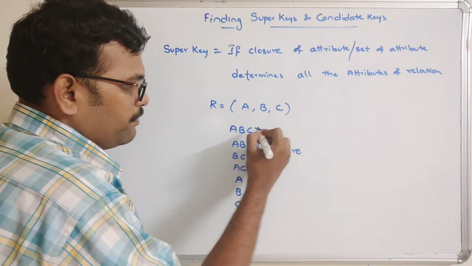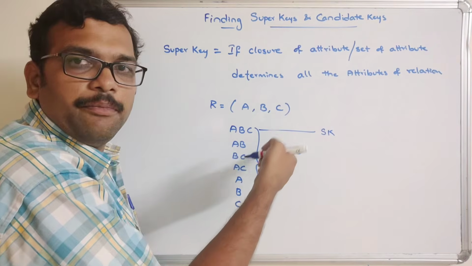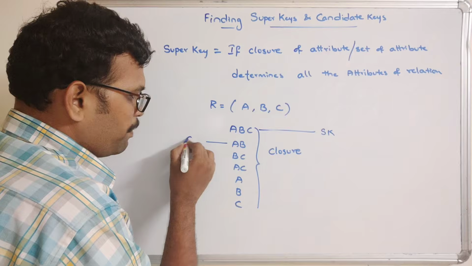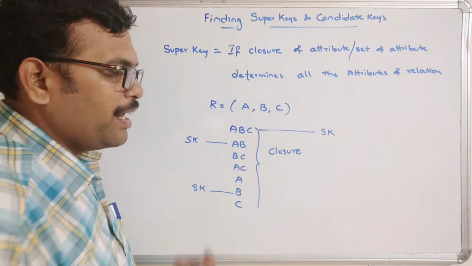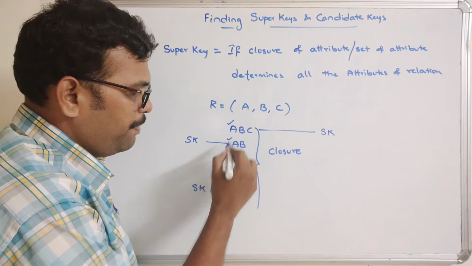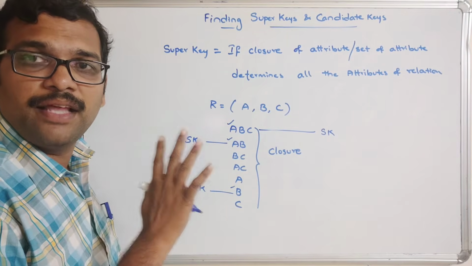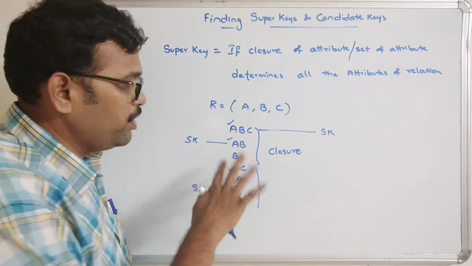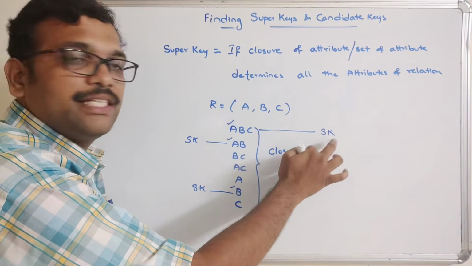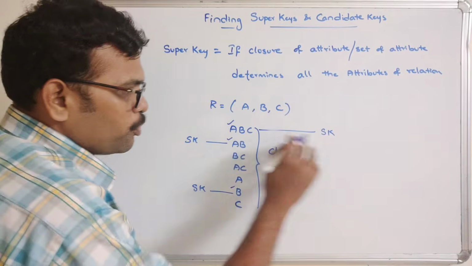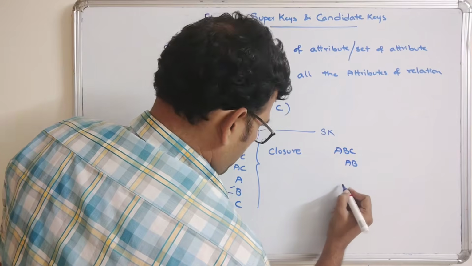For example, ABC will obviously be a super key because all three attributes determine the three attributes. And if AB is also a super key and B is also a super key, then the super keys will be ABC, AB, B. I have not given any functional dependency, I am just giving an example. With the help of functional dependencies, we find the closures, and if a closure contains all three attributes, we call it a super key.